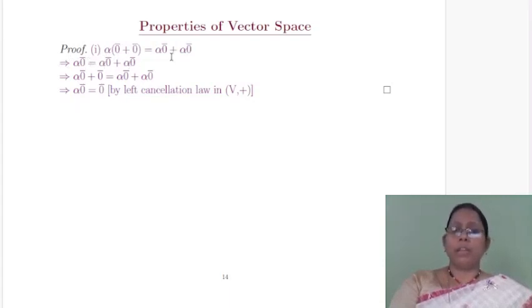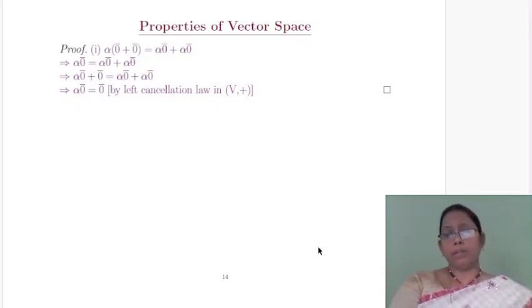In the right hand side, by the distributive property, we get alpha 0 plus alpha 0. Then alpha 0 becomes an element of V. Now with that I am adding the 0 vector. That will not create any change to this vector. So this is alpha 0 plus 0, which is equal to alpha 0 vector plus alpha 0 vector. By the left cancellation law, we will get alpha 0 vector equal to 0 vector.